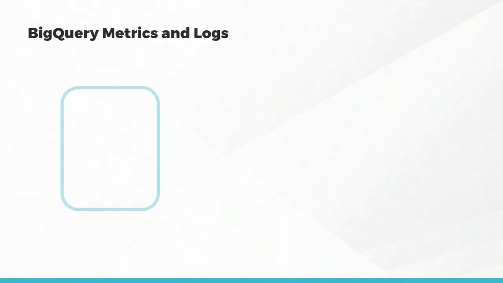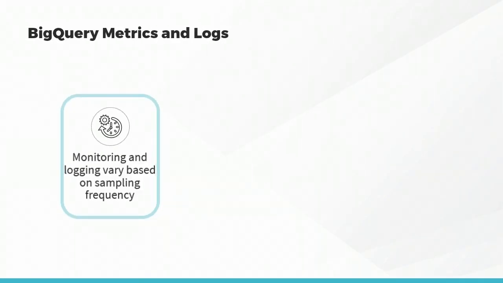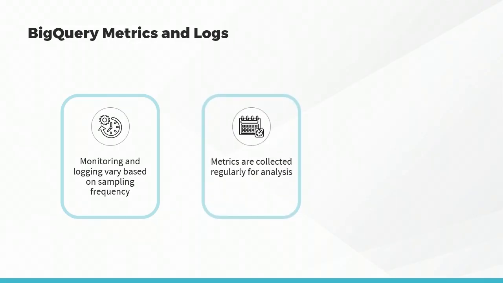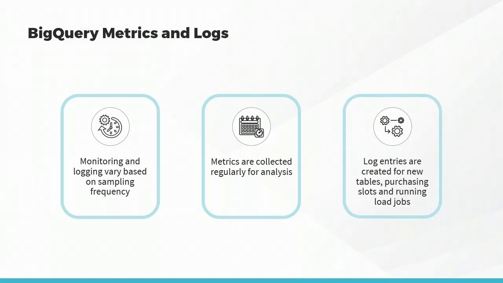Now, here are some of the metrics in the logs that are available. I can monitor, and the logs vary based on sampling frequency. Metrics are collected regularly for our analysis. You'll also notice that logging entries are created for new tables, and they could also be created for purchasing slots and running load jobs. Monitoring and logging sources can vary based on the frequency of sampling or aggregation.